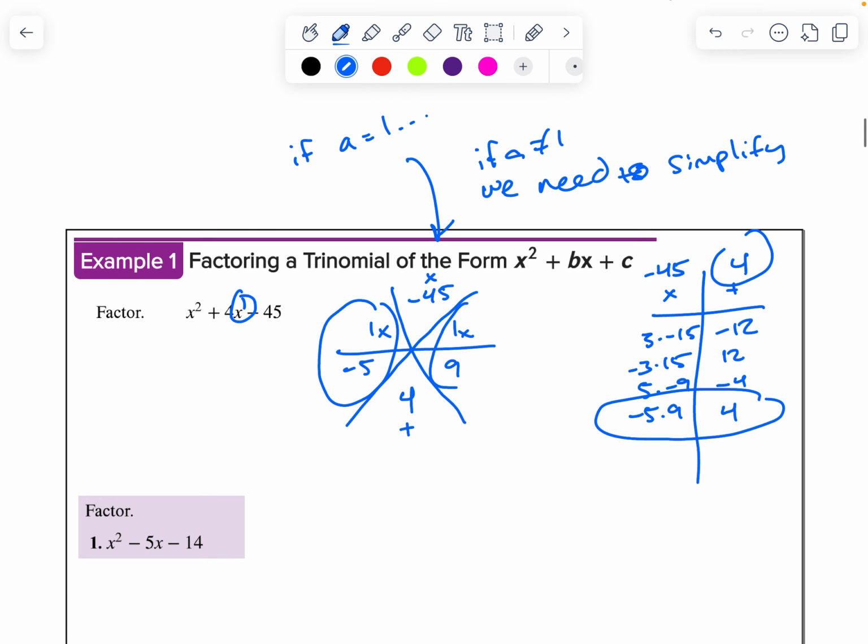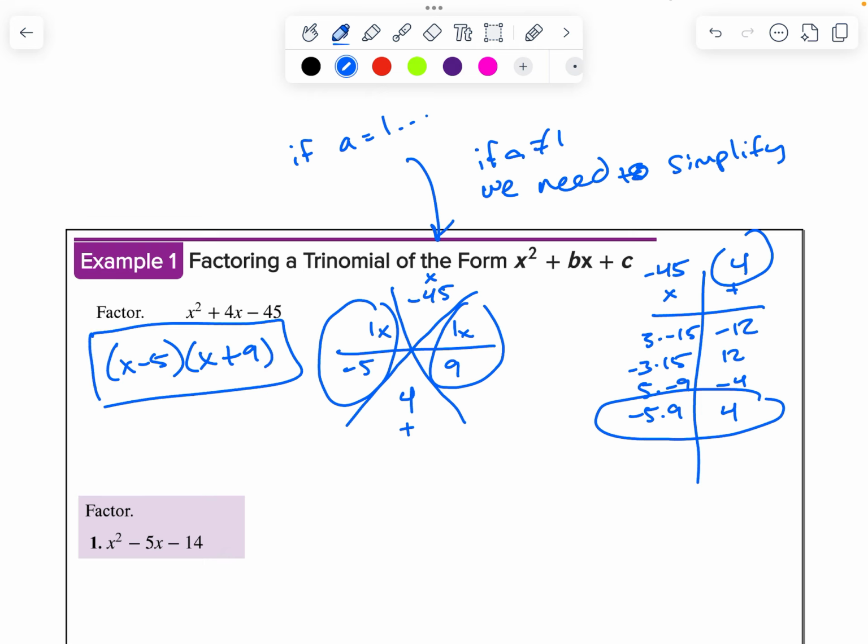All right, so here, since a is 1, we don't have to simplify our fractions. What we're going to do now is just write these left and right wings, the things that I circled as the fractions, as our factors. So this is going to end up being 1x minus 5 and 1x plus 9. 1x is the same thing as x. So x minus 5 and x plus 9. Those are our two factors.